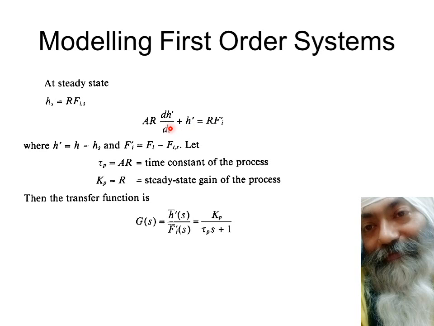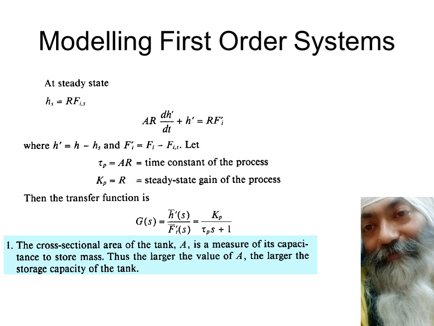So if I take the Laplace, what will happen? This thing will become tau p, and this also gets multiplied by s, because you have your differential equation over here, and this will be simply 1, is equal to kp into Fi. So taking h dash upon Fi dash, I will again have the same equation as we had earlier, that is kp upon tau p s plus 1. It means that it's a first order system, and here we see that the time constant is dependent on two things, the area of cross section as well as the resistance to flow, whereas the steady state gain is dependent only on one thing, that is R. This is the conclusion we come to right now.